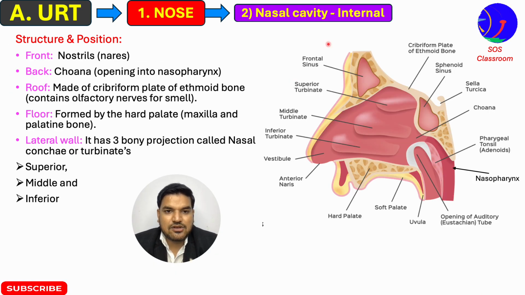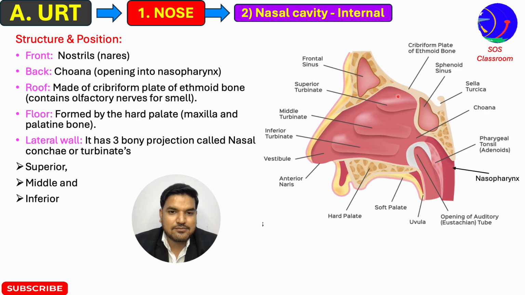Next is the nasal cavity, or internal portion of the nose. You can see the structure of the internal nose. First, start from the nostrils. These are the nostrils, also called external nares. When the nasal cavity opens into the nasopharynx, this portion is called the internal nares, also called the choana. This is the external or anterior nares. This is the posterior nares, opening into the nasopharynx. This area is called the choana.